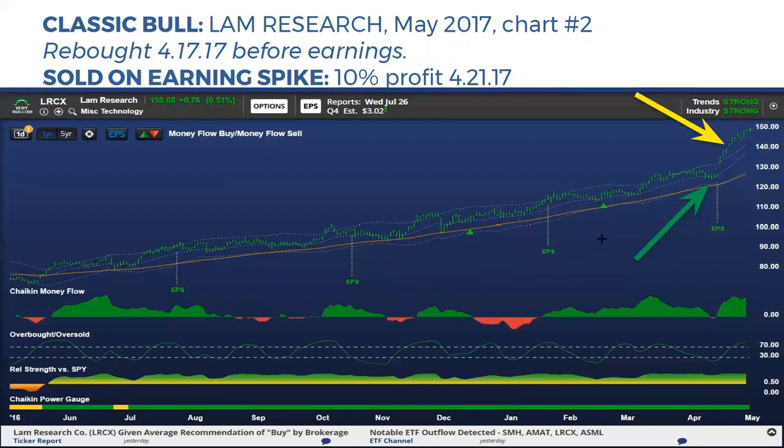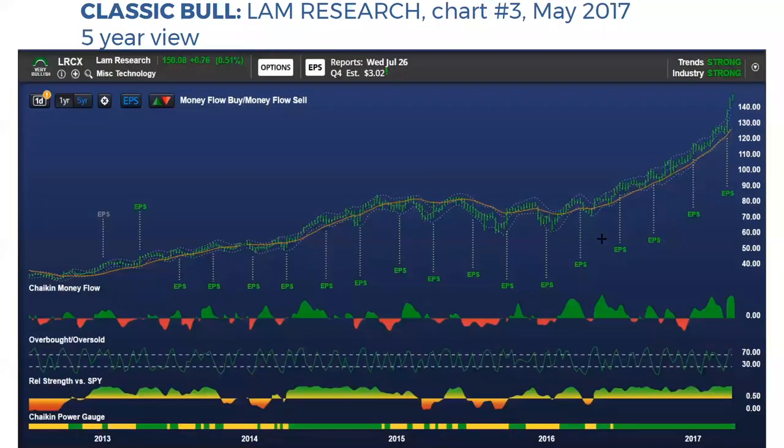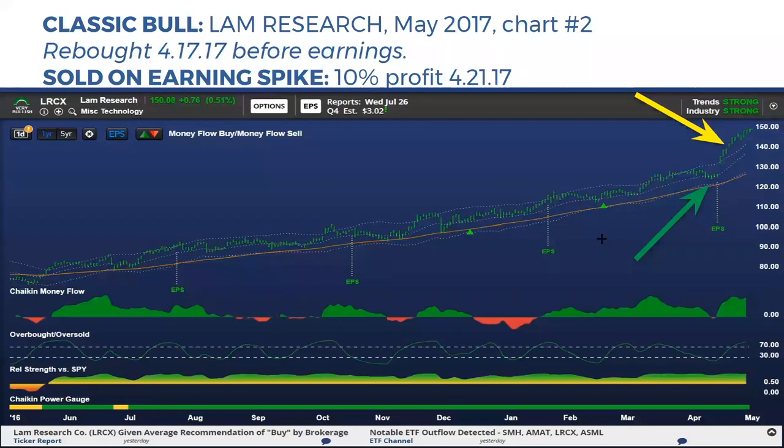And I have a five-year chart that confirms that. I'll just jump to that. So I can see for the last 5 years, the stock has exceeded analyst expectations. So what conclusion do you think that led me to regarding the April earnings? Do you think they were going to beat or do you think they were going to miss? Well, obviously, I thought they were going to beat based on their history and based on everything I was looking at on this chart.